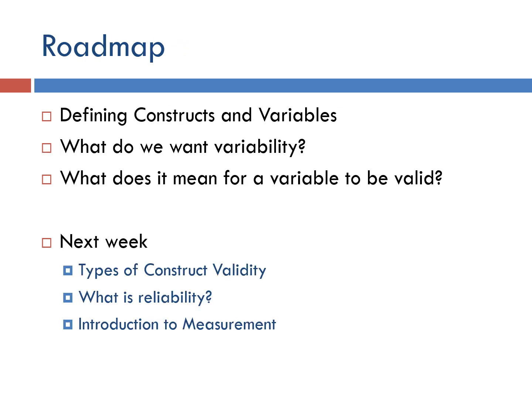So today we talked about constructs and variables. We talked about why variability is so important and ways that researchers measure and statistically account for variability. And then what does it mean for a variable to be valid? Again, those three types of validity.